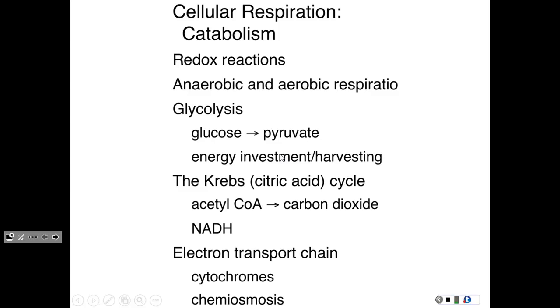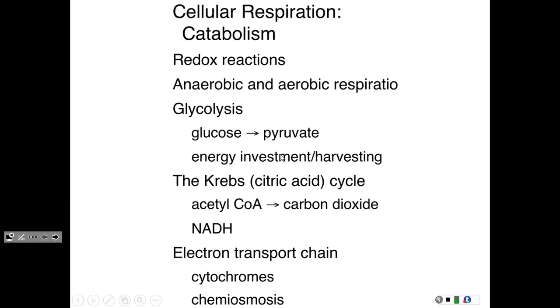All right. Tuesday was all about converting a 6-carbon molecule, glucose, to 2 3-carbon molecules, pyruvate, and getting a little bit of ATP along the way. Net gain of 2 ATPs. You invest 2 ATPs, you get 4 back, total of 2 ATPs gained.